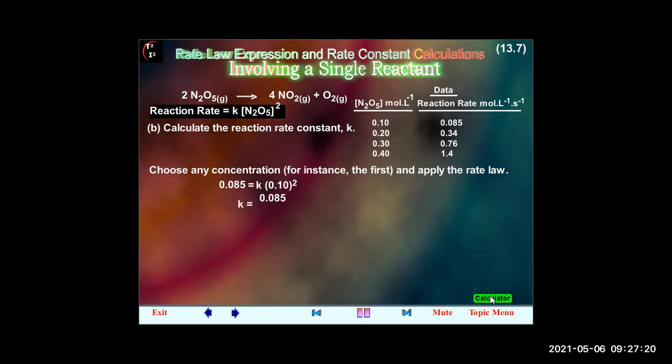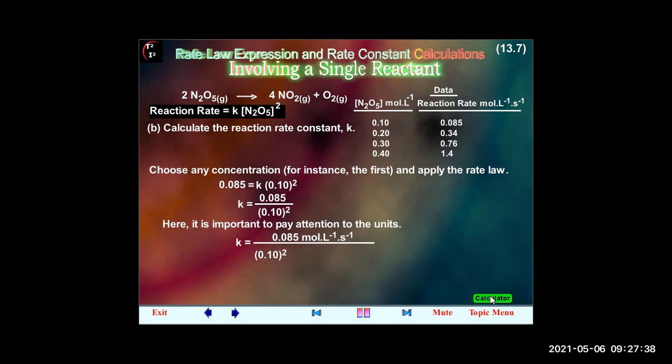K equals. Here, it is important to pay attention to the units. K equals 0.085 moles per liter per second divided by 0.10 raised to the power of 2 moles squared per liter squared. Equals 8.5 liters per mole per second.